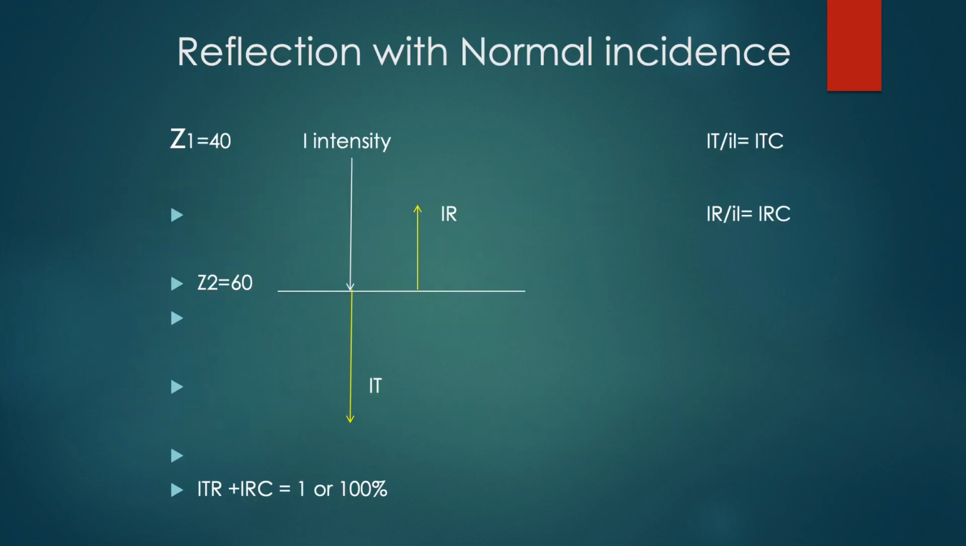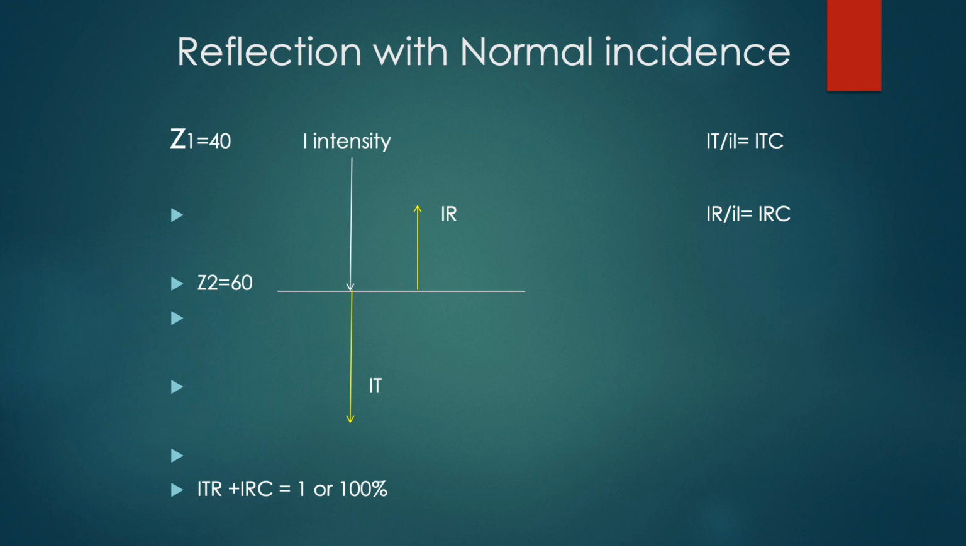Let's discuss reflection with normal incidence. So if sound hits exactly at 90 degrees, this is called the normal incidence, the 90 degree, the right angle, the perpendicular or orthogonal incidence. Okay, so with normal incidence, if Z1, for example, equals 40, and Z2 of medium 2 is 60, the difference is not that big. Some of the beam will make it in, some will reflect back.